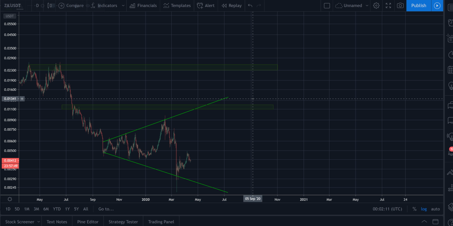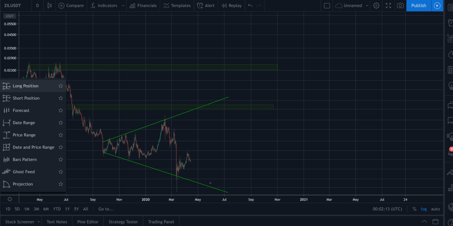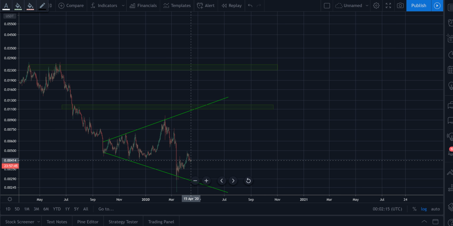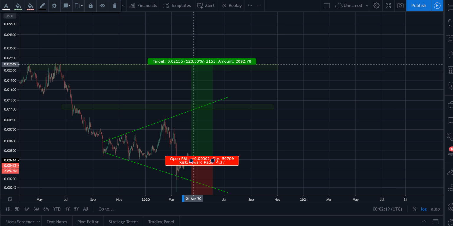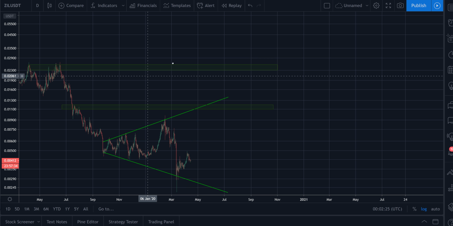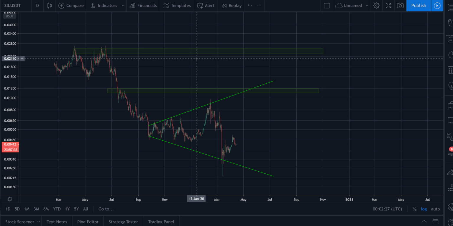And from where we are now, that would be about a 520% increase, maybe a little bit higher. Who knows, 500 to 530%, I would say. That's what I would shoot for. I think that Zilliqa looks like a fantastic long-term investment based off of this technical analysis.